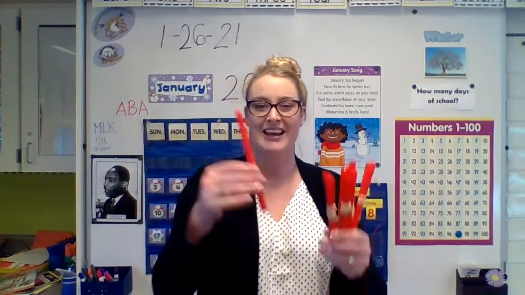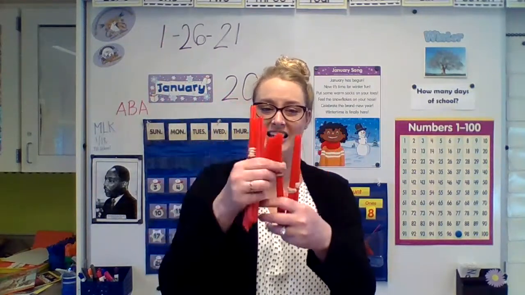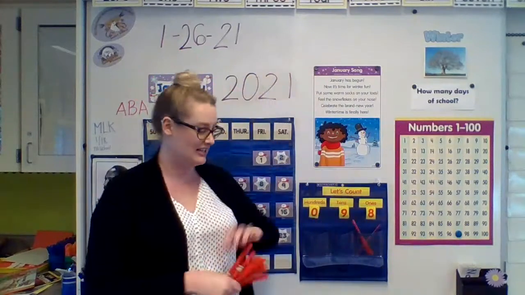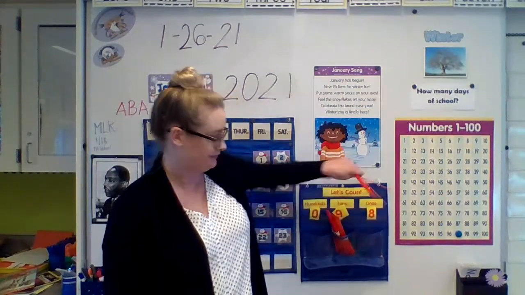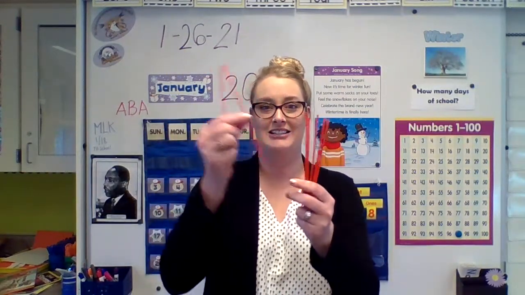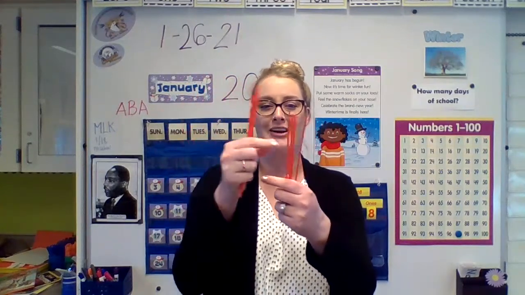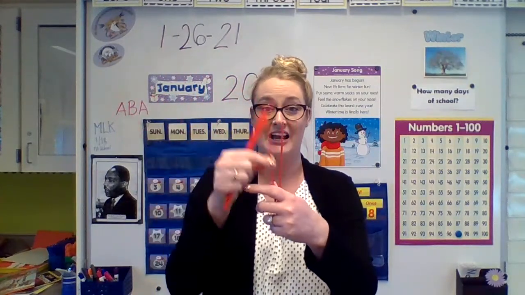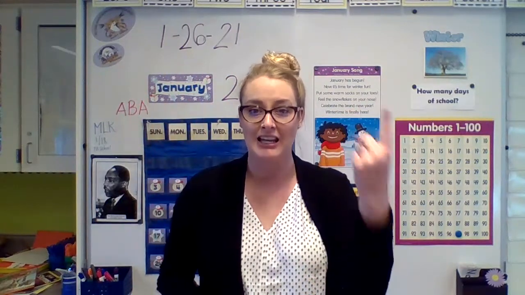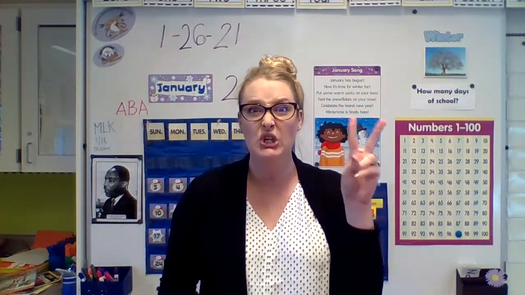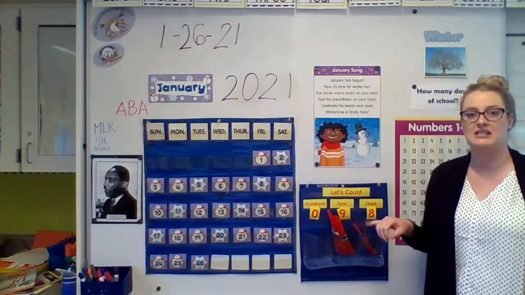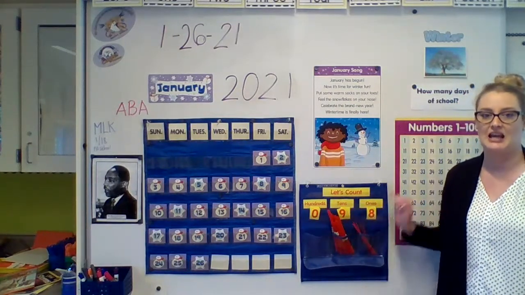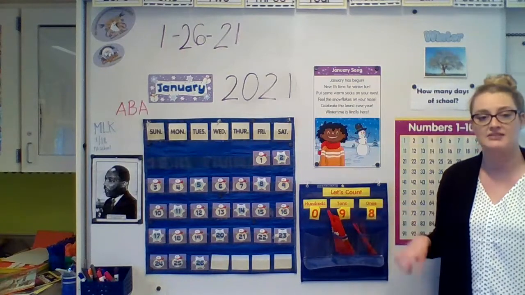Let's count by tens today. 10, 20, 30, 40, 50, 60, 70, 80, 90. Only 2 more days. Ooh. 98. So 9 groups of 10 and 8 ones makes 98. Can you say that with me? 9 groups of 10 and 8 ones.